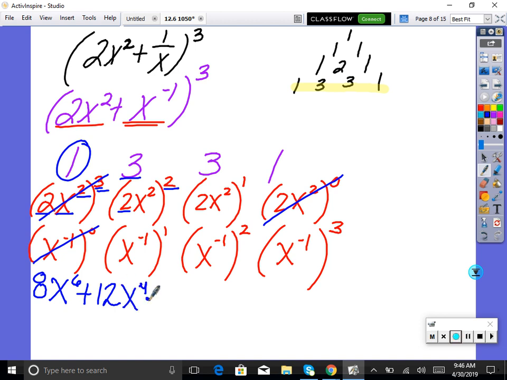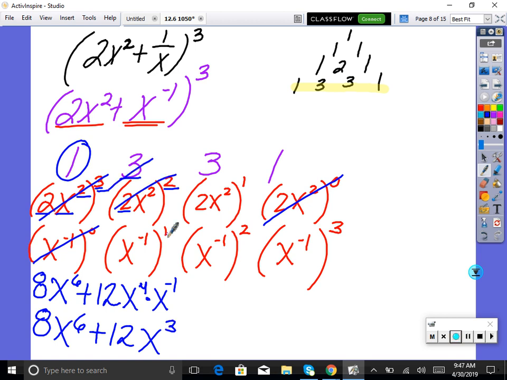And then we're timesing by what? X to the negative 1. Are we going to need to come back and simplify that in a second? When you multiply, you add. So we have right now 8x to the 6 plus 12x to the 3rd, right? When you multiply, you add. I think that was easier than dividing, but that's just me.